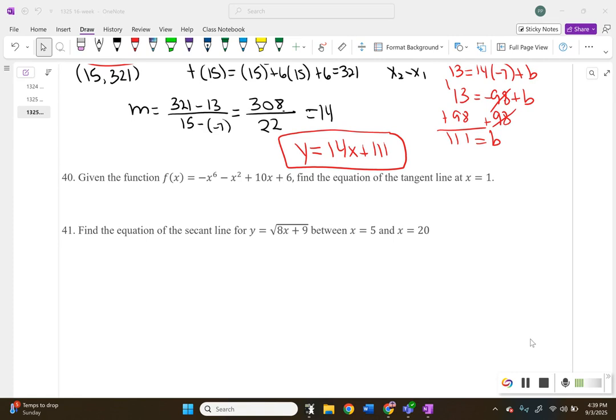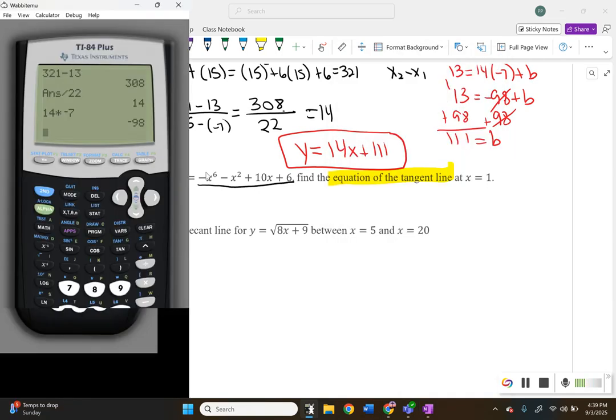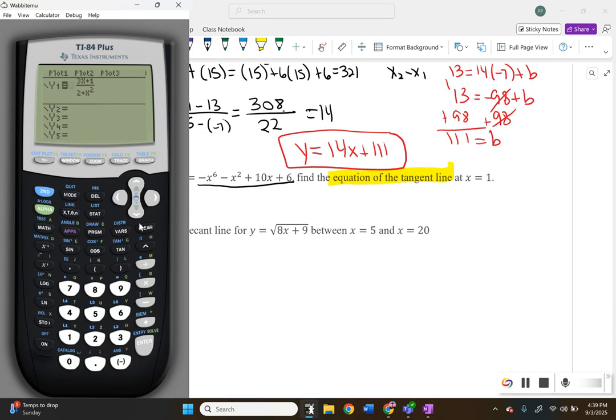All right, number 40 says, given the function, find the equation of the tangent line. So we can find the equation of a tangent line by using our calculator. We are going to graph this right here in our y equals screen. So I'm going to go to y equals, hit clear, and type negative x to the 6th power minus x squared plus 10x plus 6. And I'm just going to hit graph.